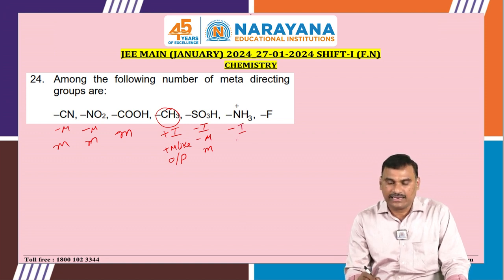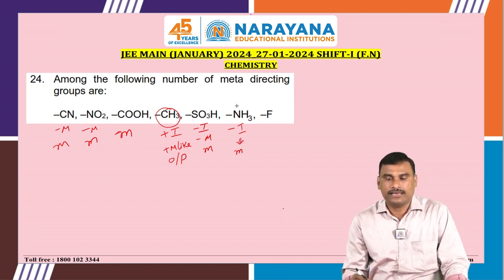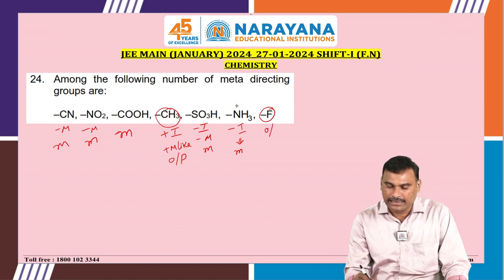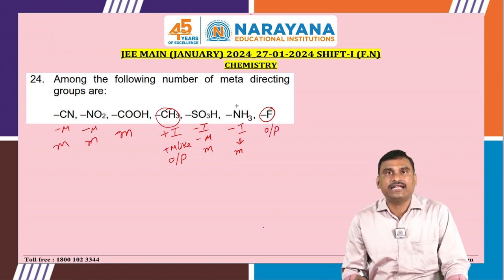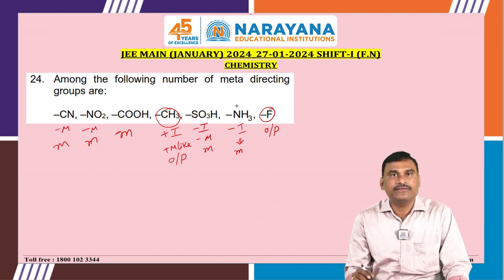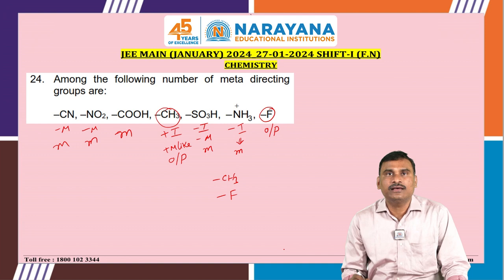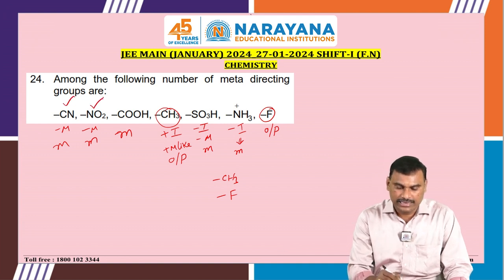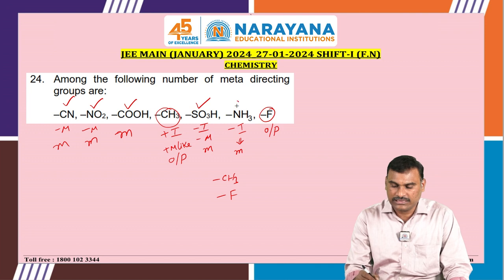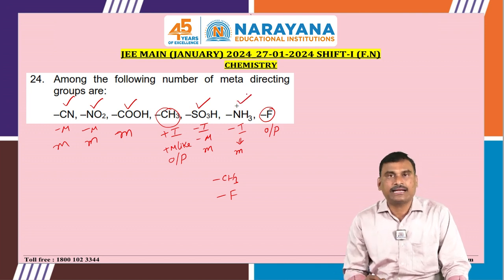Every -I group or electron withdrawing group is a meta-directing group, except the halogen family. Here halogen is ring deactivating but an ortho-para director, it is -I and +M. Therefore, in the given options, except CH3 and fluorine, all are meta-directing groups: cyanide, NO2, COOH, SO3H, and NH3+. These are the meta-directors, and CH3 and F are ortho-para directors.